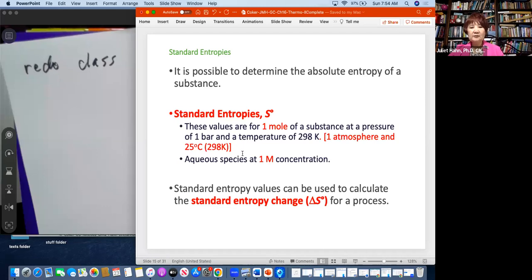Standard entropies, unlike enthalpy and free energy, is almost never 0, even for an element in its most stable form at standard conditions, because you've got 25 degrees Celsius, which is not 0 Kelvin. You can also take differences between standard entropies to generate the standard entropy change, delta S0.